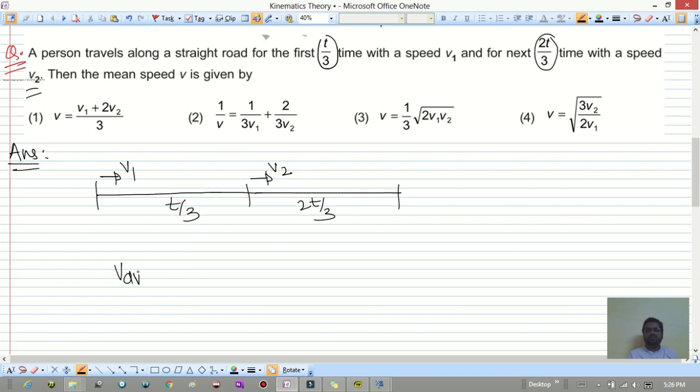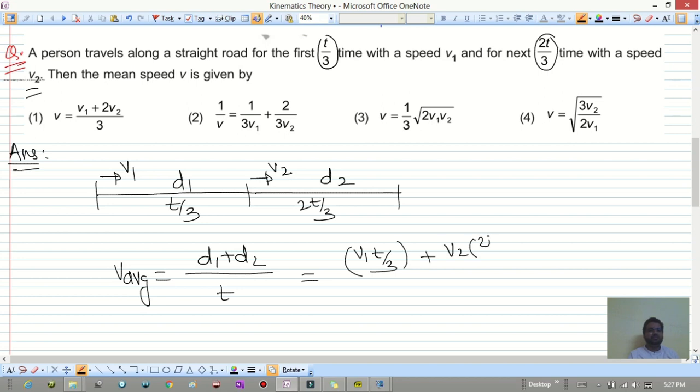So average speed is equal to total distance traveled. Let us consider d1 plus d2 is the total distance traveled and total time required for this is t. Distance is speed into time. So v1 into t by 3 is the distance plus v2 into 2t by 3 is the distance, divided by time, and as you can see it is v1 plus 2v2 divided by 3. So what is the answer for this? v1 plus 2v2 divided by 3. Option 1 is the correct option for this question. So I hope this is clear.